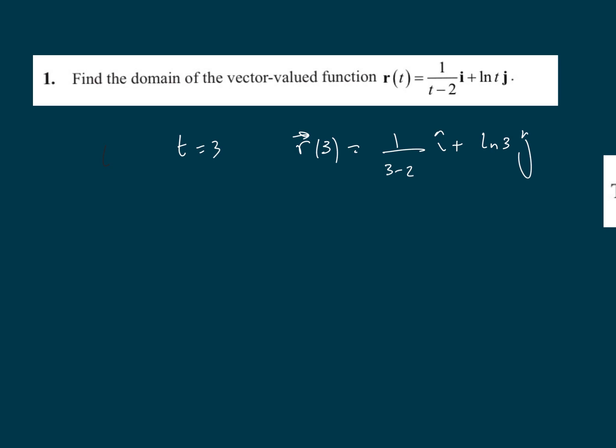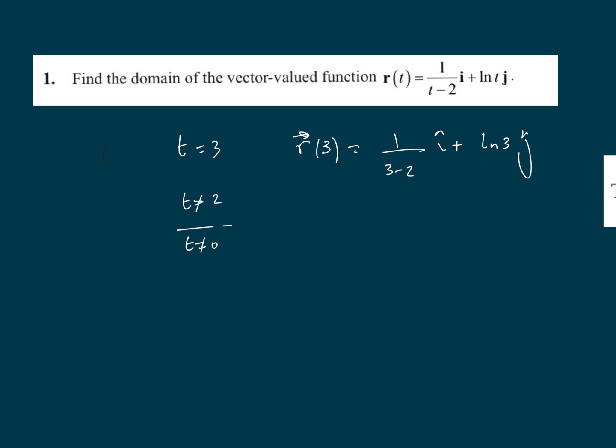What is the domain? Well, t must be different than 0, for sure, because division by 0 is not allowed. If I plug in t equal 2, t must be different than 2. And why is that? Because if I plug in 2 here, 2 minus 2 is 0, 1 divided by 0 is not defined. Also, t should be different than 0. Why? Because natural log of 0 is not defined. So for all other t, the vector value function is defined.